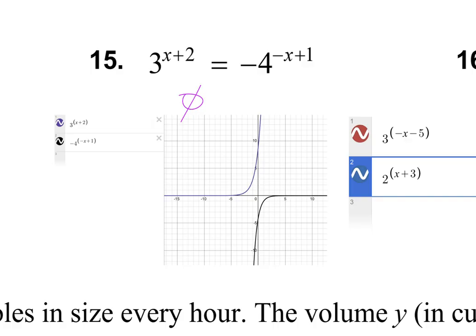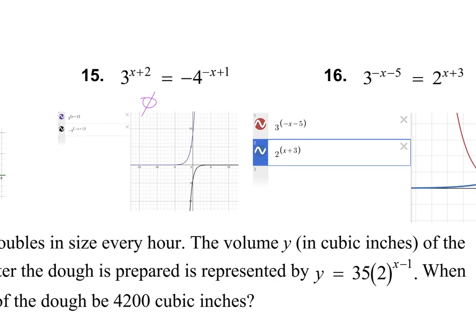So that's kind of interesting that there's nothing you can do to make those work. A little bit of a giveaway is this is a positive 3. No matter what you raise it to, it's still going to be positive. This is a negative 4. When you raise it to something, it's always going to be negative. So anyway, same idea. And then over here, did I write down that? Yeah, I wrote no solution.